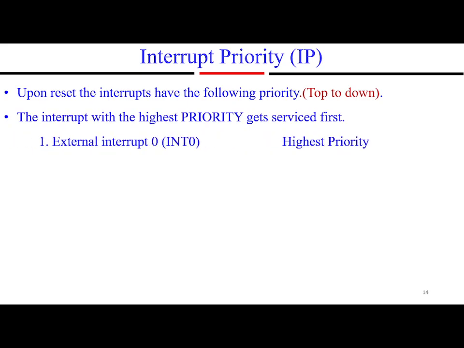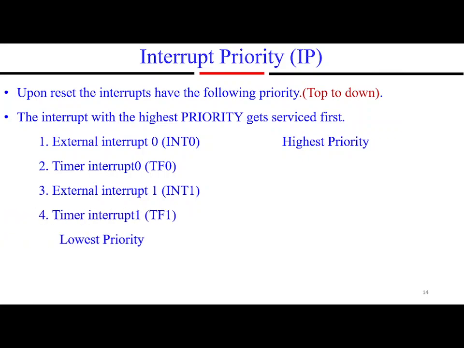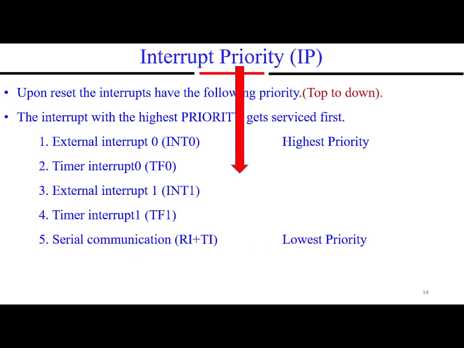That priority depends on the controller. So once again you can see the first to be responded to by 8051 is INT0. Second priority is given to TF0. Third priority is given to INT1, then TF1, and at the end RI and TI. You can see here the arrow: it starts with the highest priority as INT0 and the lowest priority as RI and TI.